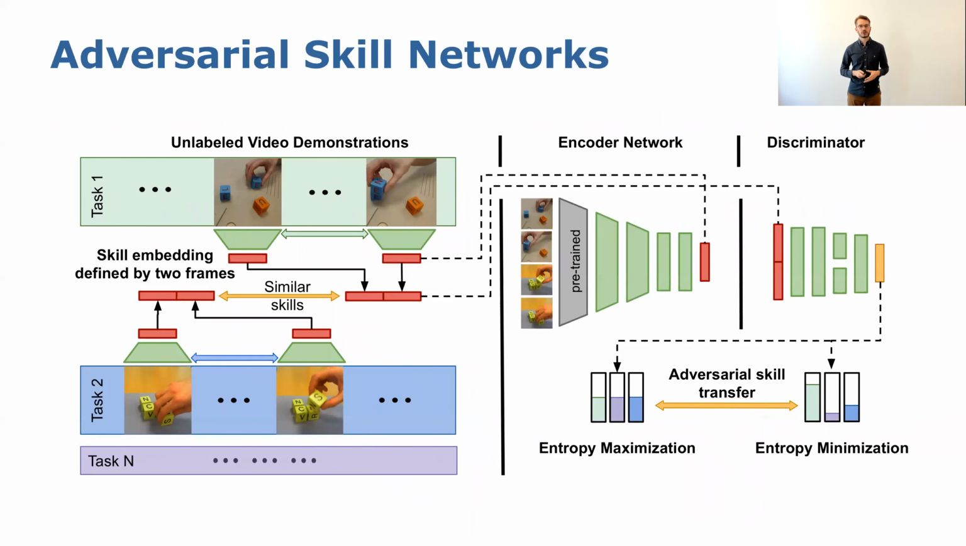So how does this work? First of all, we define a skill as the embedding of two frames separated by a variable stride. We combine a metric learning loss, which utilizes temporal video coherence, to learn a state representation, together with an entropy regularized adversarial skill transfer loss. The adversarial skill transfer loss enhances reusability of learned skill embeddings over multiple task domains. We're going to explain these two points now in turn.